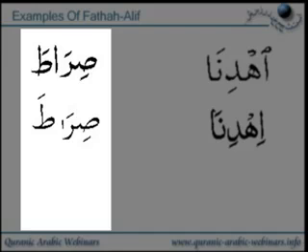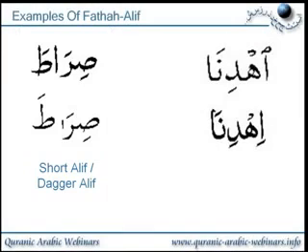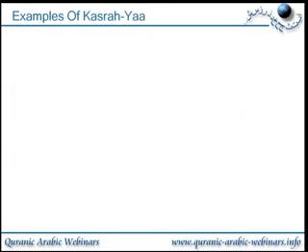So the ra, fatha is followed by the short alif or dagger alif. Okay, so that's what it's called, short alif or dagger alif. Some people call it the vertical alif. It's just like a tiny little alif which is representing the long vowel alif.